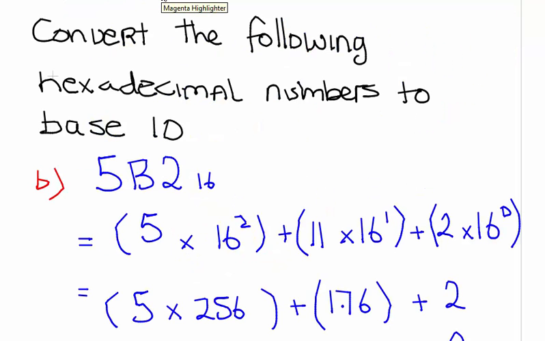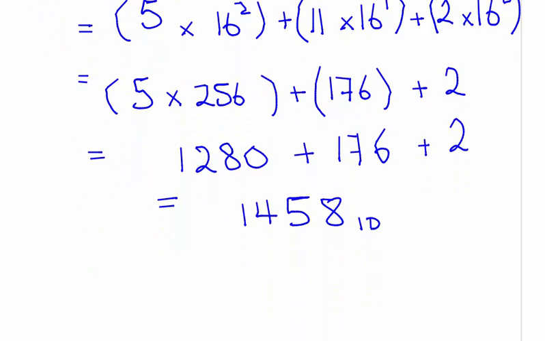Let's move on to the next one here, 5B2. We do the same thing again. We start from the right hand side and move towards the left. What we could do here is replace B by its decimal equivalent, which is 11. So 2 times 16 to the power of 0 is simply 2. B times 16 to the power of 1 is 11 times 16 to the power of 1, which in this case is 176. And 5 times 16 squared is 5 times 256, and that is 1,280. So add them all up together, 1,280 plus 176 plus 2, that will give us 1,458 to the base 10.